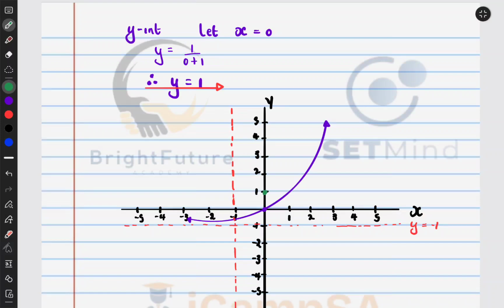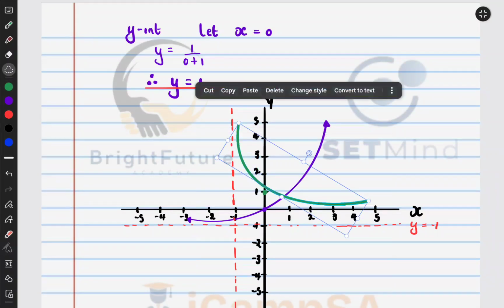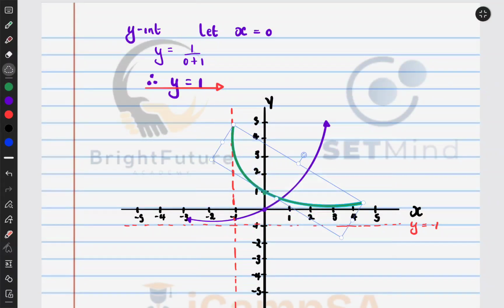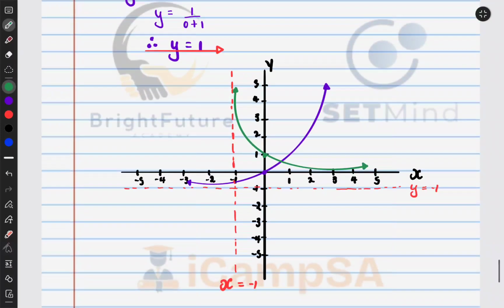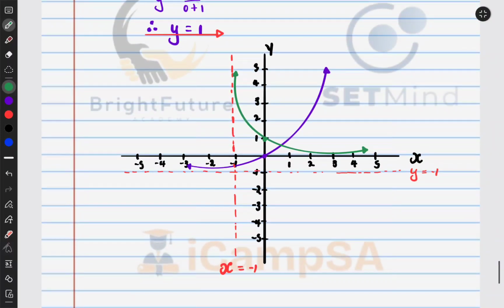So this function will be of this nature. Yes, that's the one branch, and then the other branch will be like this.